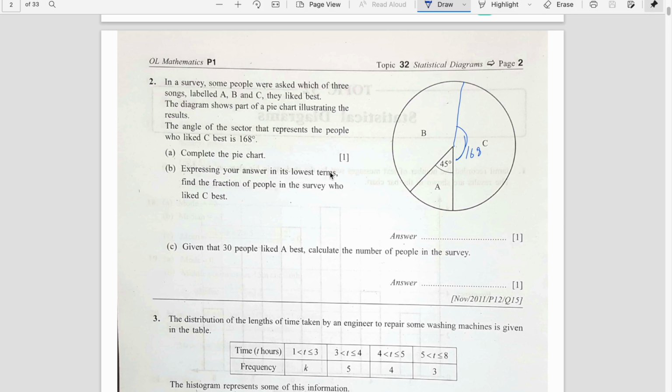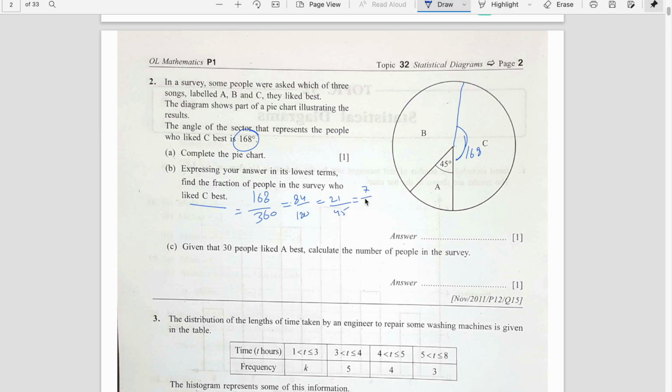It says, expressing your answer in the lowest terms, find the fraction of people in the survey who liked C best. So we already know C is 168, which is out of 360. So work out the fraction. This is 84 by 180. 84 divided by 4 is 21. 180 divided by 4 is 45.